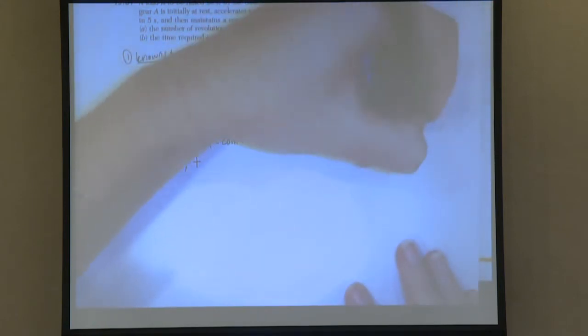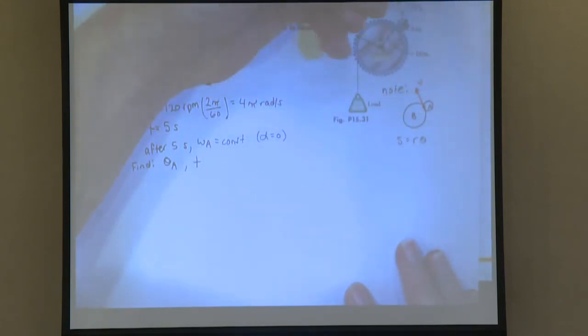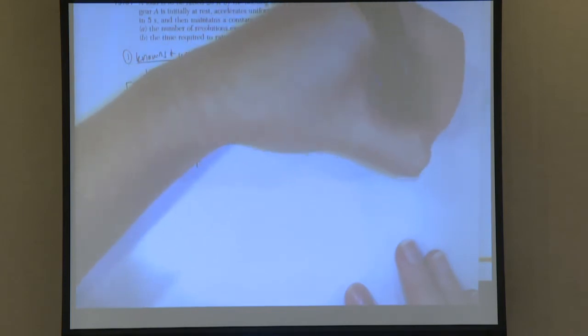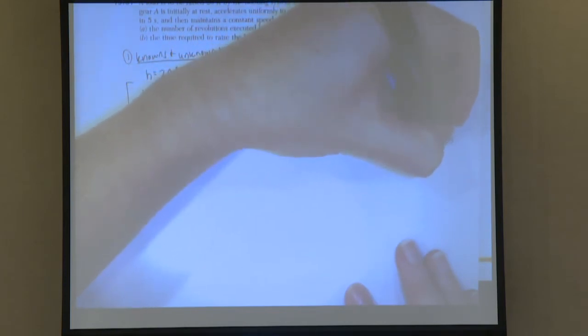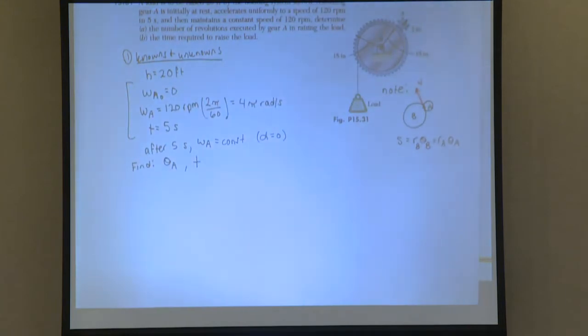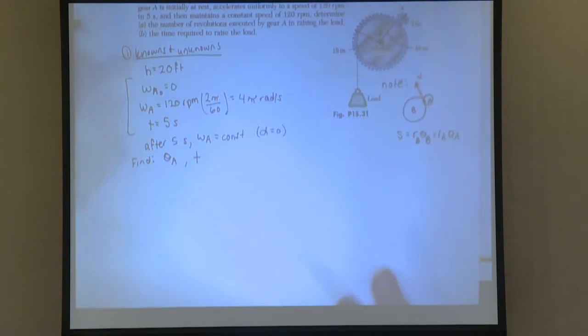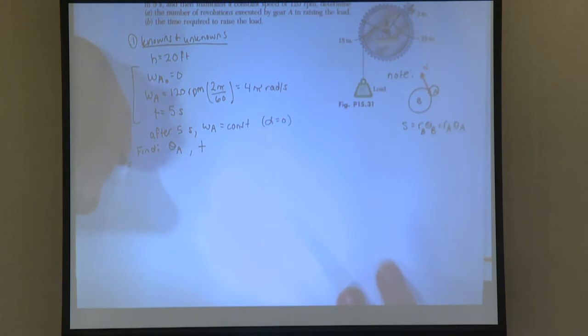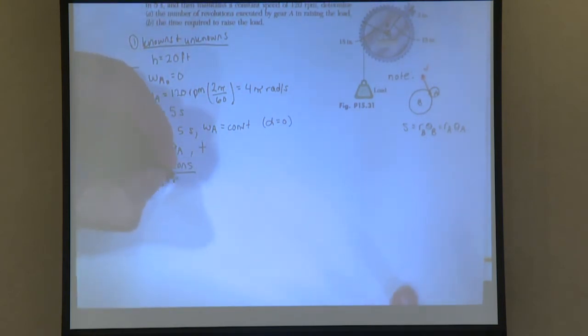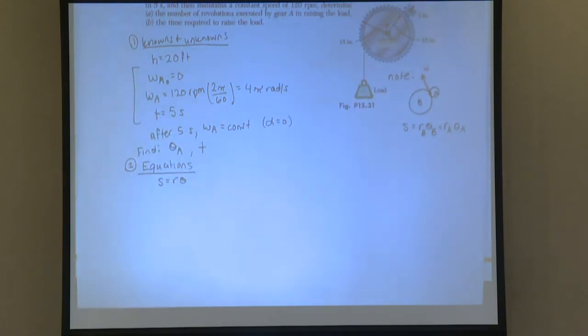S is equal to R theta. So I can say that RB theta B is equal to RA theta A. So we also have some other equations that we can use. That was like a side note. I always do knowns and unknowns, and then after that, I write out some helpful equations. We just said that we have the arc length equation. What are some other ones that we may need to use for this?